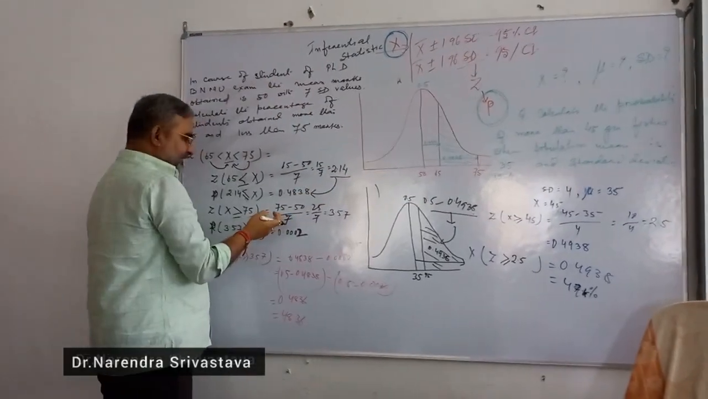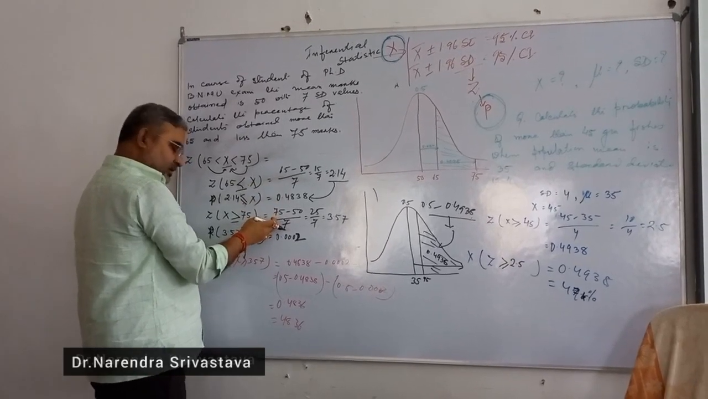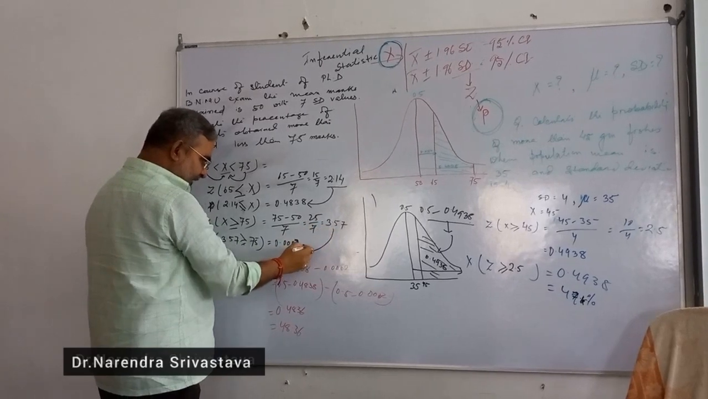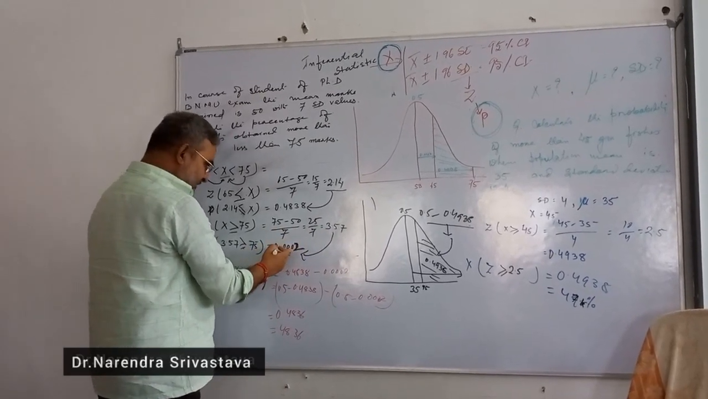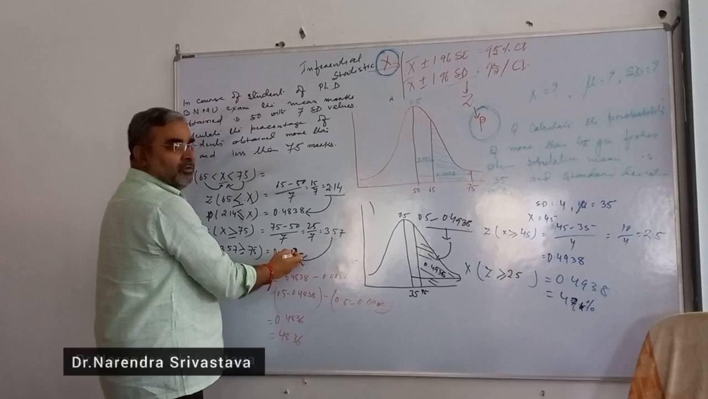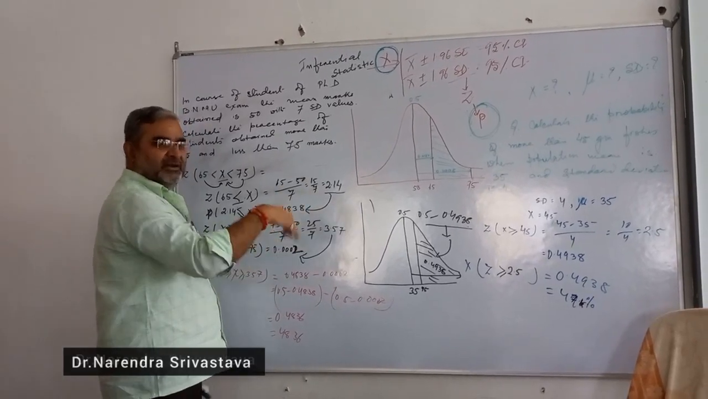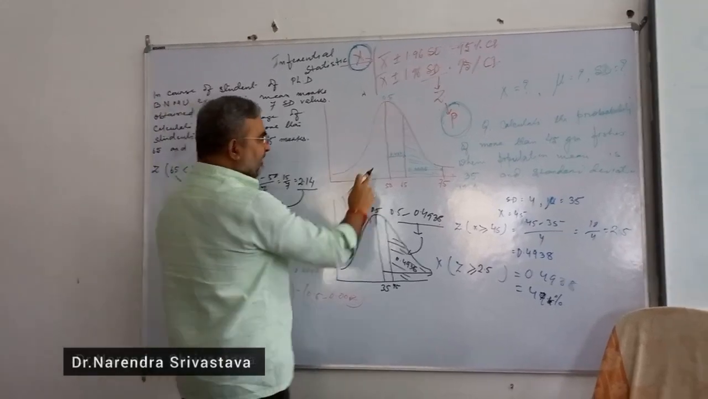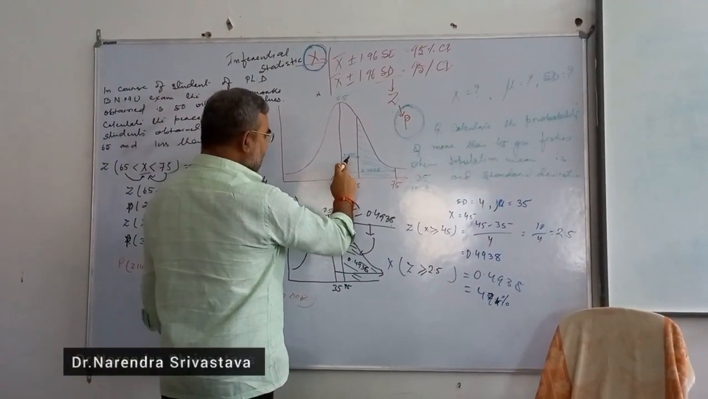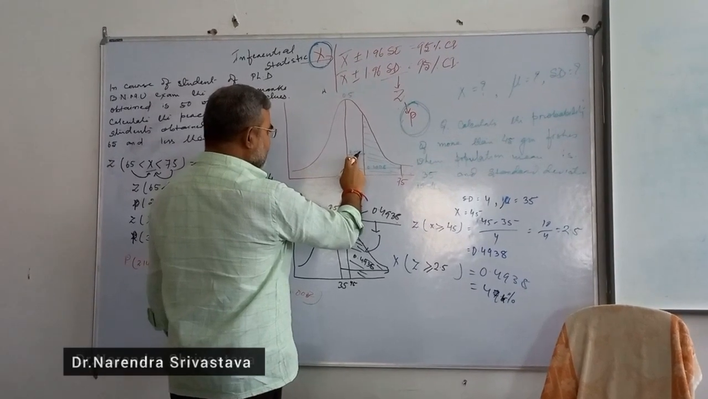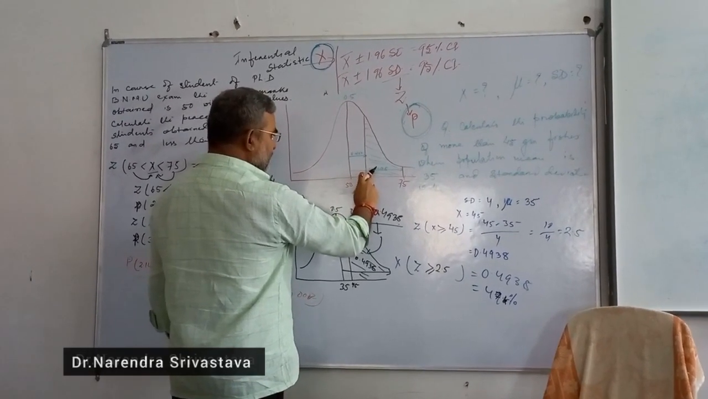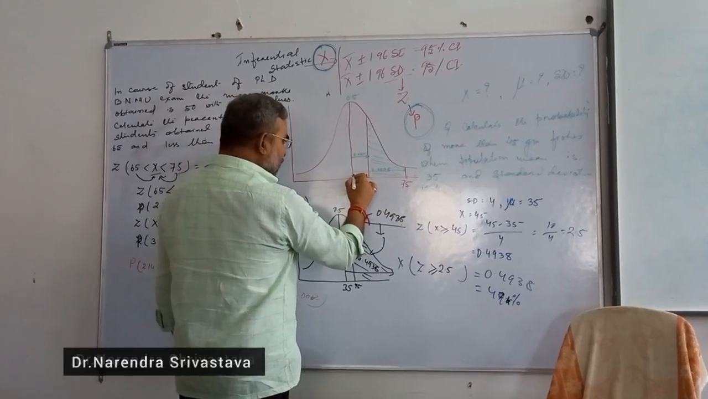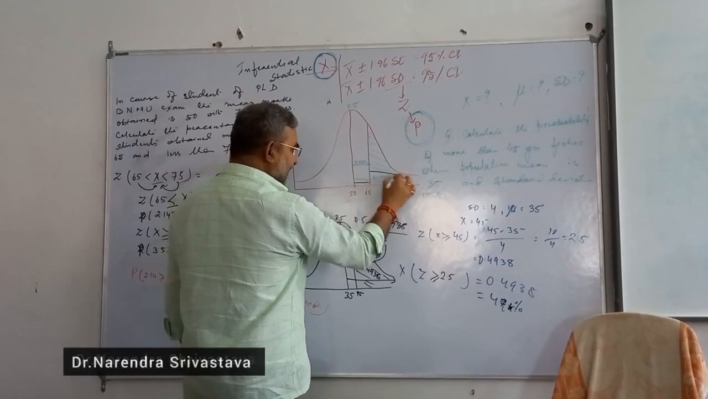And in the second condition, for 75, the value is 3.57. And the Z table value is 0.4998. And here the value is represented by 0.1062 and this one 0.4998. That means this value is not included. We want only this range.